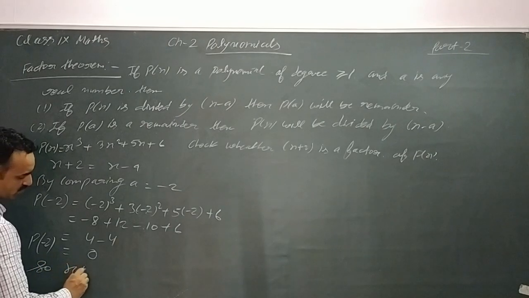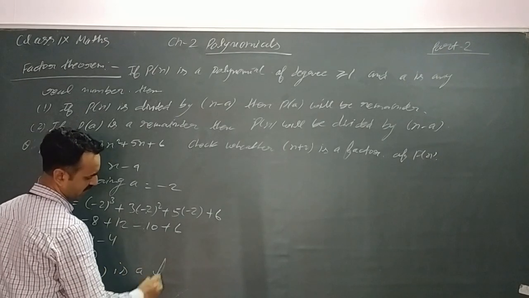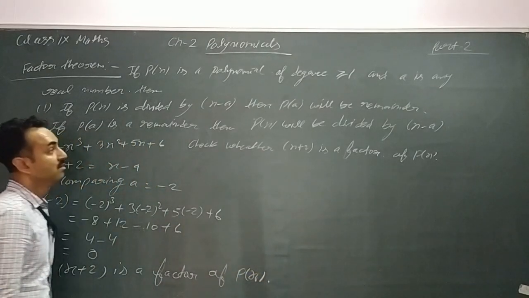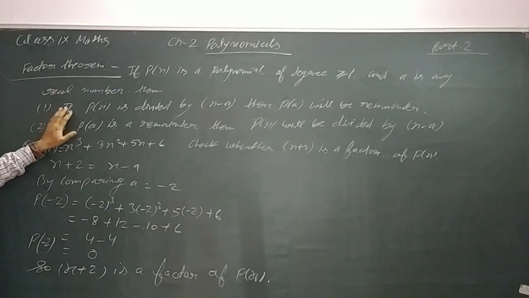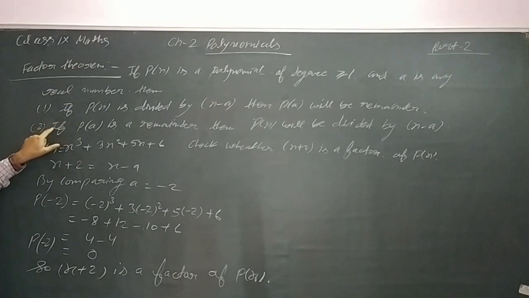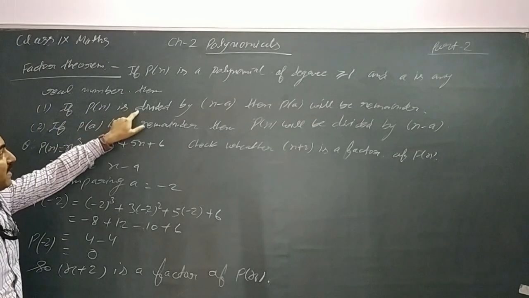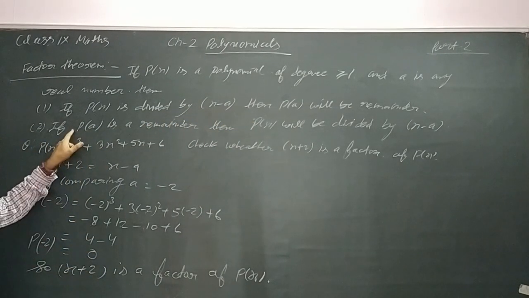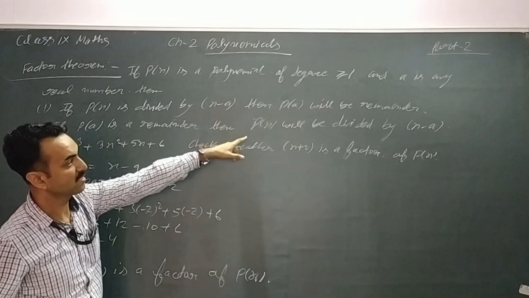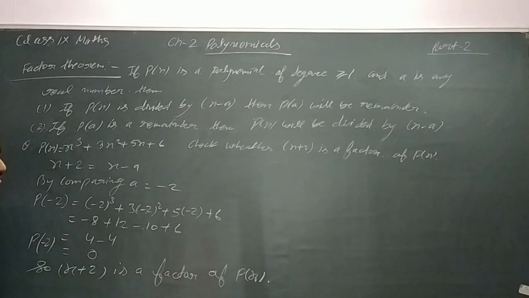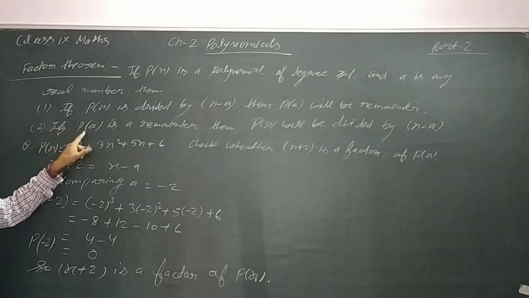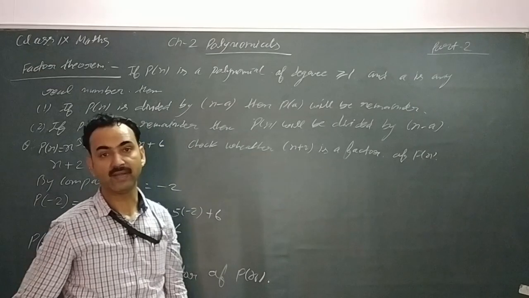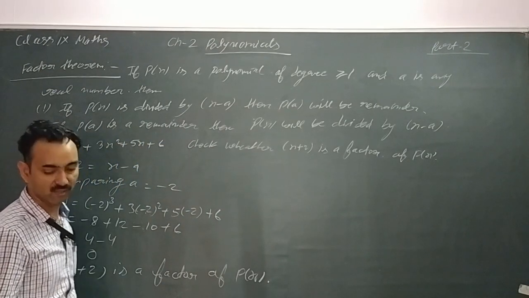So P(a) is 0. If P(a) is 0, then x plus 2 is a factor of the given polynomial. So x plus 2 is a factor of P(x). By this theorem, which statement have we used? We have used: if P(x) is divided by x minus a, then P(a) will be the remainder. And if P(a) is the remainder, then P(x) will be divided by x minus a. So we used the second case here. If the remainder is 0, then the given polynomial is a factor of the given polynomial.